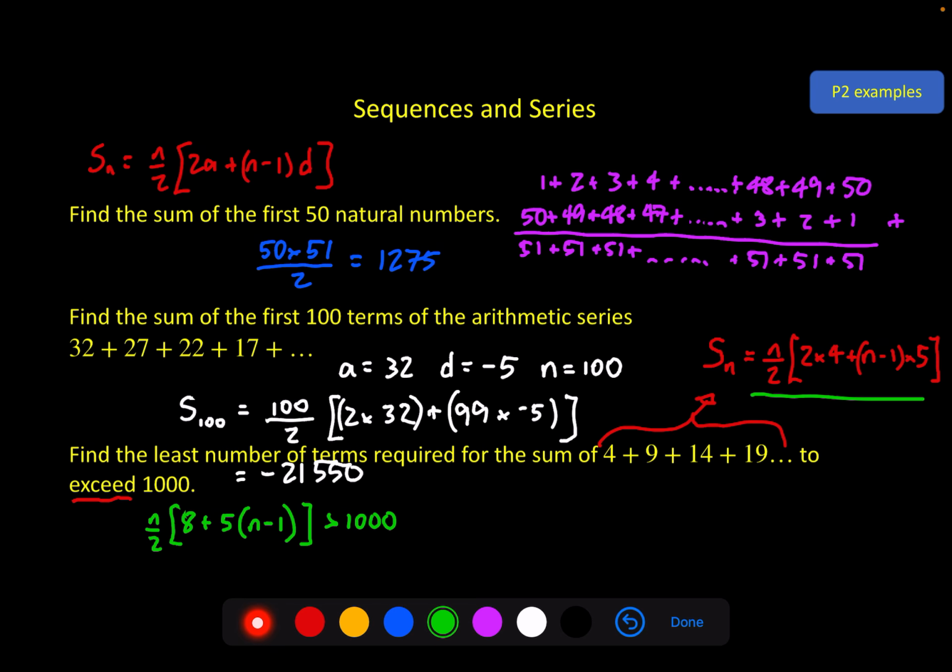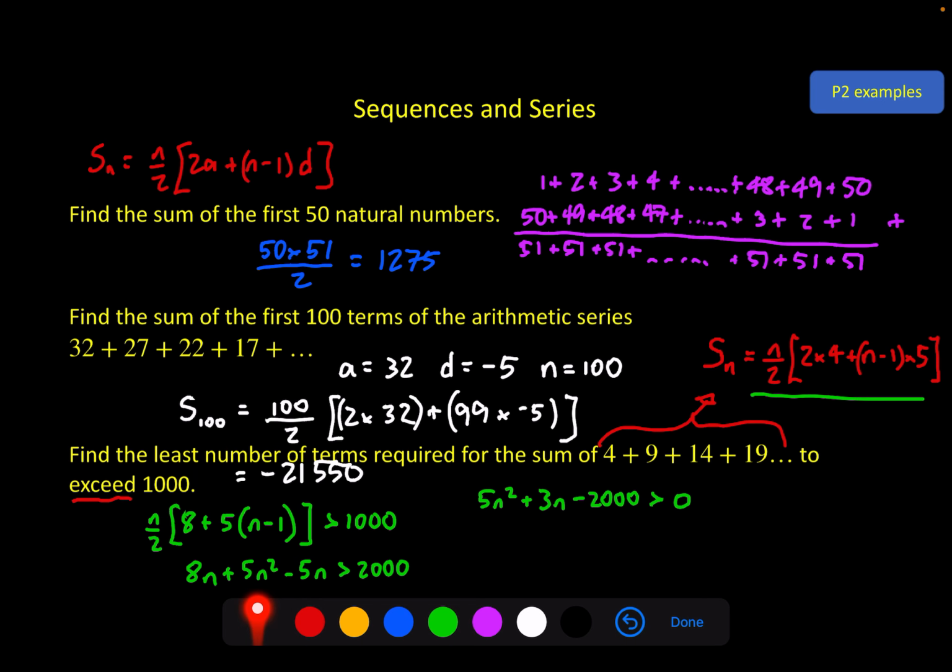I'm going to multiply both sides by 2 and expand all the brackets. So I'm going to have 8n plus 5n squared minus 5n must be greater than 2,000. Simplify it all up a little bit. I'm going to have 5n squared plus 3n minus 2,000 must be greater than 0. So I put the 2,000 on the other side to make it clear that this is a quadratic that I'm going to be solving.